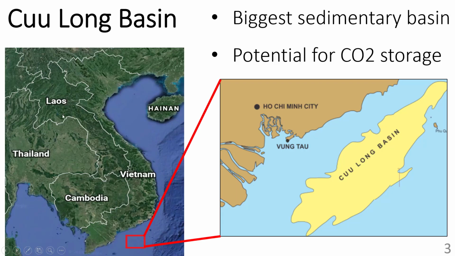Okay, I go with the introduction. I would like to introduce the research area. This is the research area we highlight in the red color, and it is mainly located in the Cửu Long Basin. As far as we know, Cửu Long Basin is one of the biggest sedimentary basins, and that can be a potential for CO2 storage, when CO2 emission is a global and hot issue in the world.